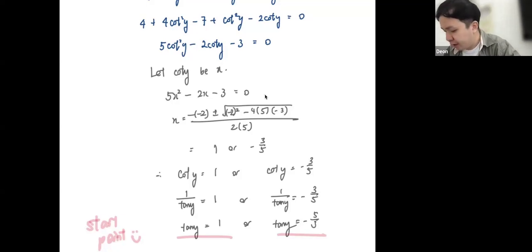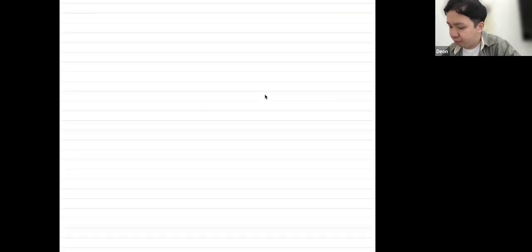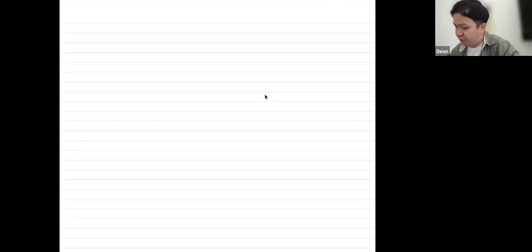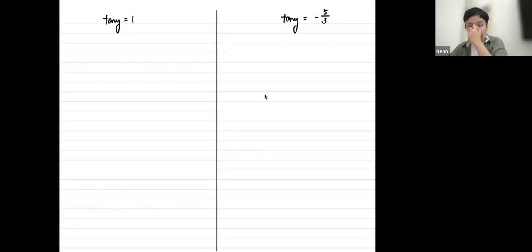Okay, so let's move on to solving these two equations again. I want to solve them separately. I'll solve them left to right because that's what I usually do in my exams. So we got tangent y equals to 1 and tangent y equals to minus 5 over 3. We just want to solve them. I'm going to solve them separately so that I don't confuse you back and forth. So first, we're going to check the range.